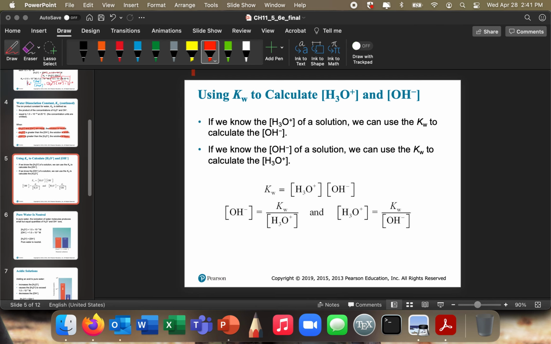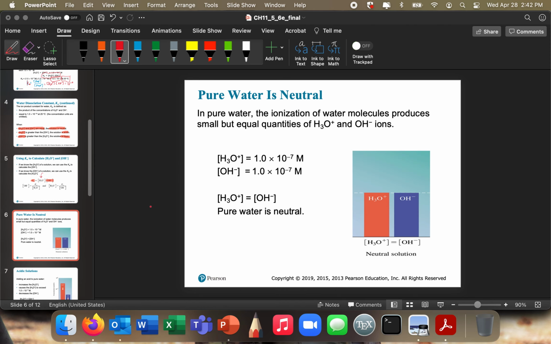All right, so let's look at this. What can we do with this? If we know that it's 10 to the minus 14 at 25 degrees Celsius, that's what the definition is. If we know that, and we know one of these, we can figure out the other, because it's just algebra, right? So if these are both 10 to the minus 7, then you multiply them together and you get 10 to the minus 14. That's what we said in a previous slide, right?